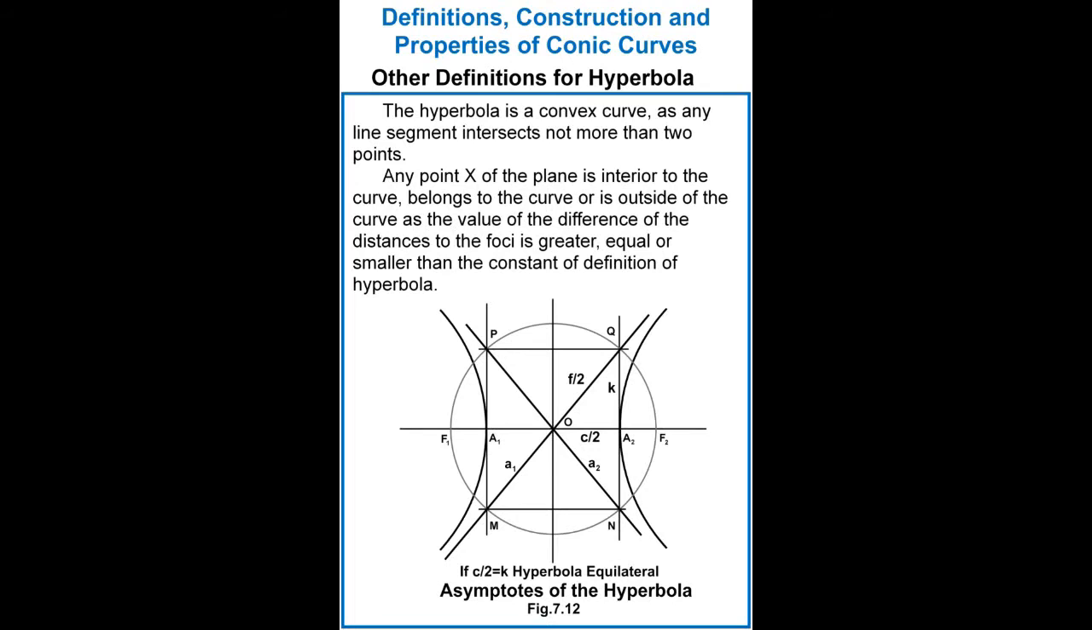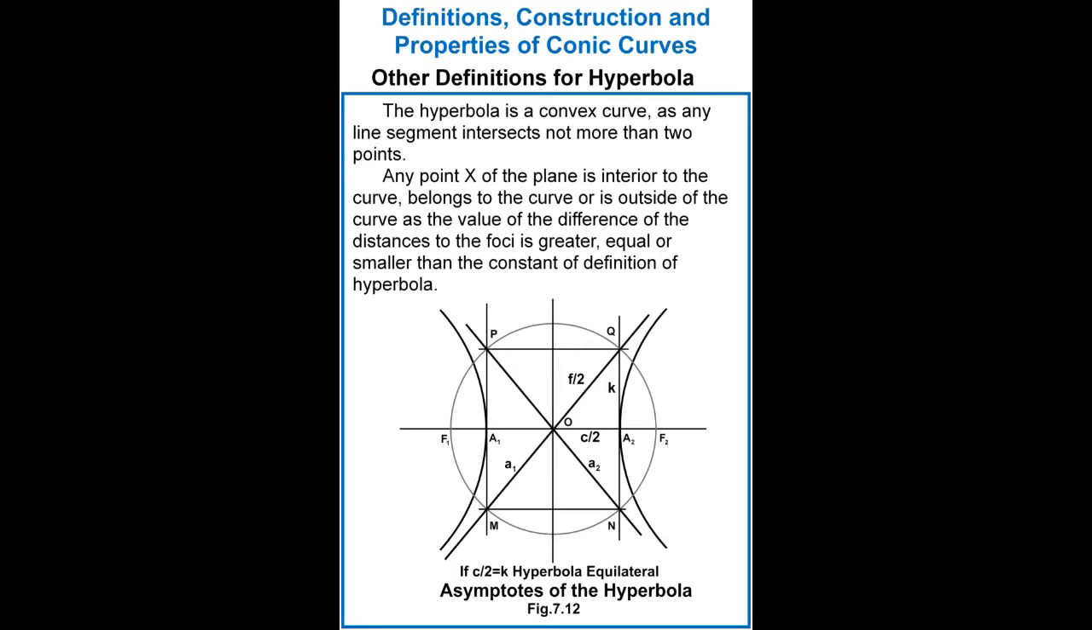This last slide of this third class of Chapter 7 of the course of Basic Geometry presents some additional definitions for the hyperbola curve. Figure 7.12 is displayed again. The first definition says that the hyperbola is a convex curve because any line segment does not intersect the hyperbola curve in more than 2 points.